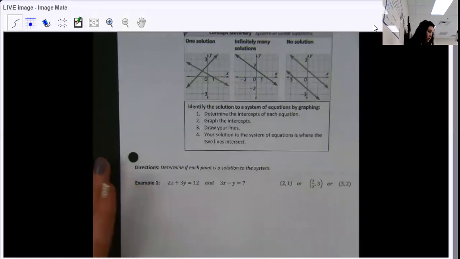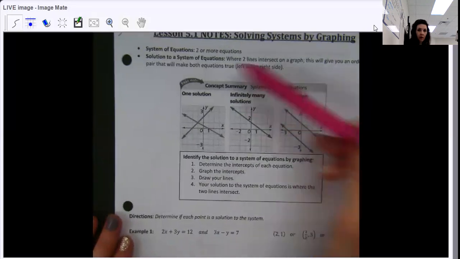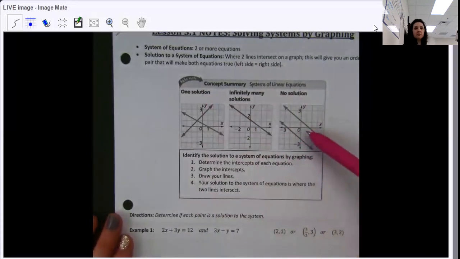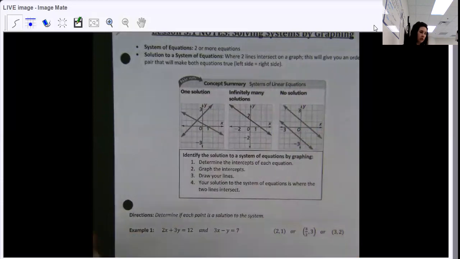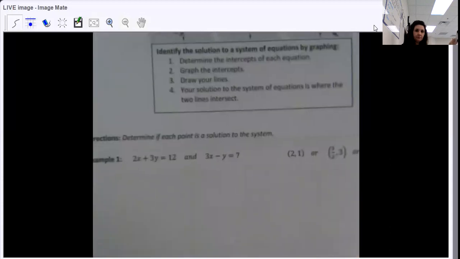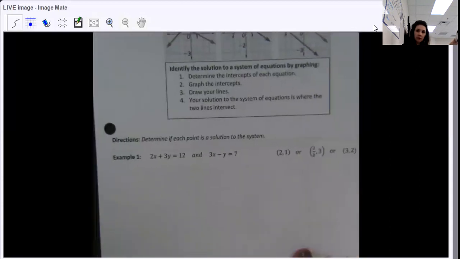Okay, so before I come up here and we go over the different possible solutions of systems, I want to show you what I was just talking about. Okay, so let's look at example 1. Get this zoomed in correctly.